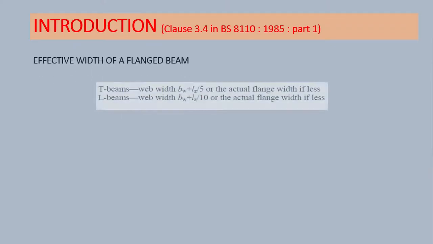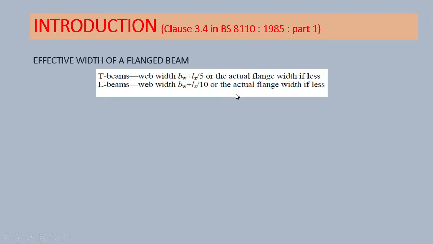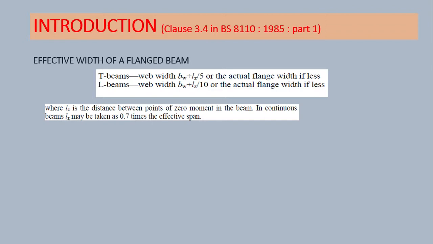You can learn later about the actual flange width if it is less. Don't worry about this now. In this case we take LZ as the distance between points of zero moment. You can calculate the distance between zero moments from bending moment diagrams. In continuous beams we normally take it as 0.7 times the effective span. You should remember this one. In continuous beams LZ is 0.7 times the effective span.